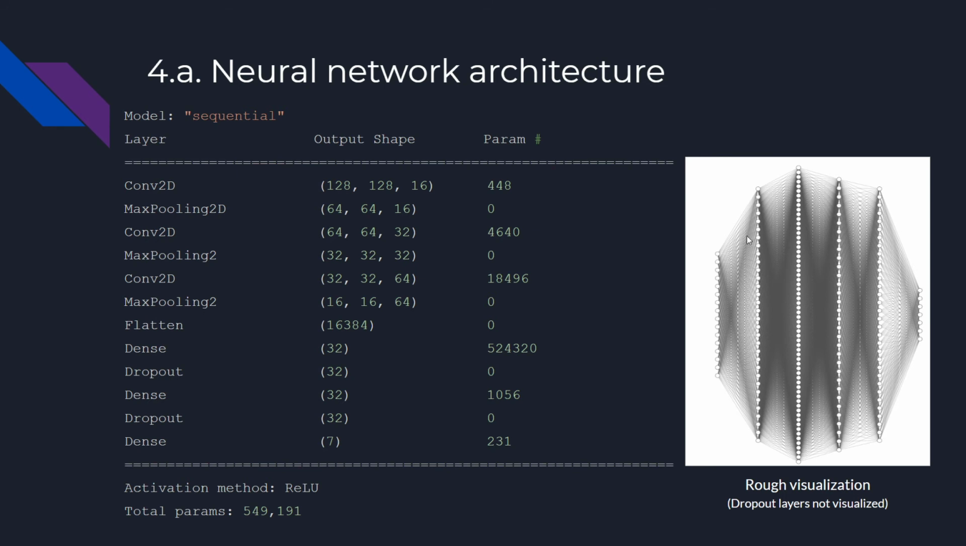On the right you see a rough visualization of the neural network, and with rough I mean I didn't put the dropout layers here, which are there both in training and in execution of the neural network, but I didn't put them here for visualization. So what we have here is a convolution layer, dense, dense, dense. Just to give an impression of the complexity of all the connections that are at play when an object is being classified.